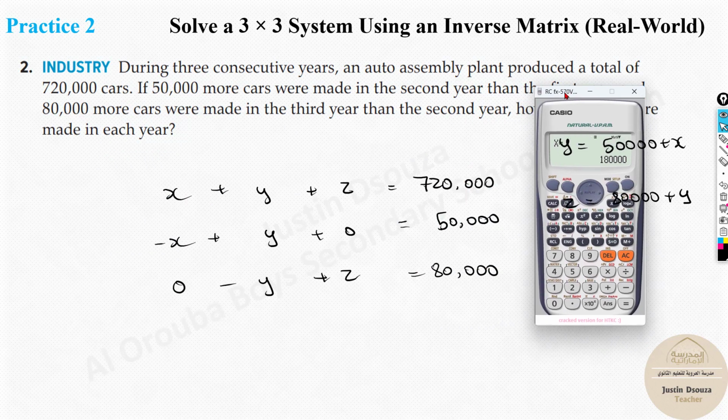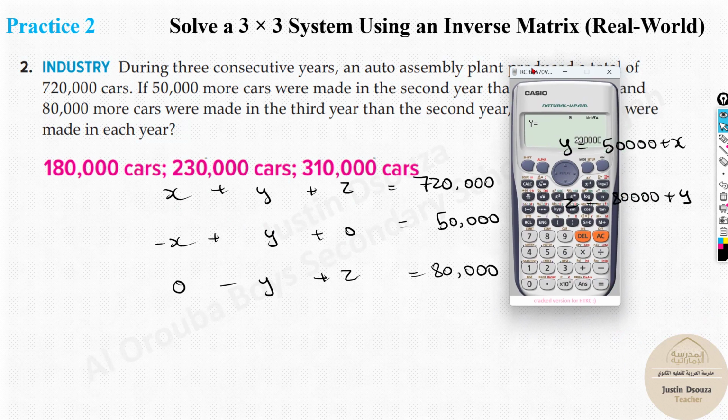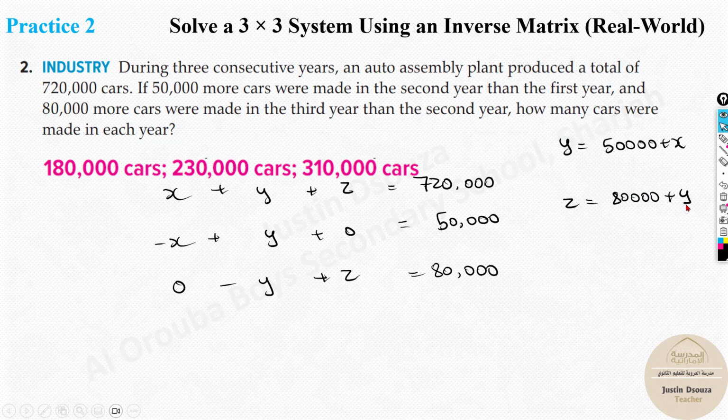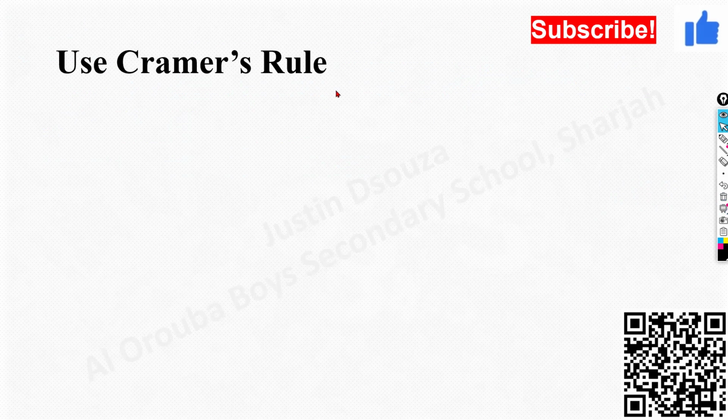180,000 cars are manufactured in the first year. Let's just see. Yes. And the second year there were 230,000 cars, and the last year the highest was 310,000. These are the answers. Just from these three equations, we can easily solve it. The second equation was found like this: second year was 50,000 more than the first, whereas third year was 80,000 more than the second. That's how we solve these matrix problems. Using inverse matrices, we can solve systems of equation.